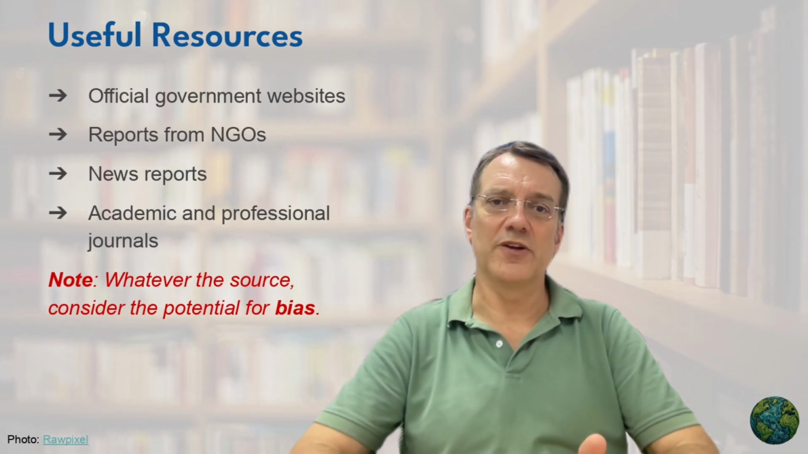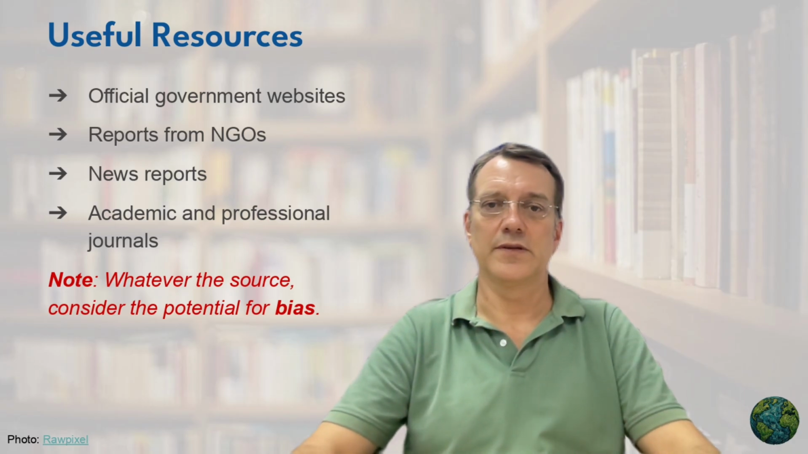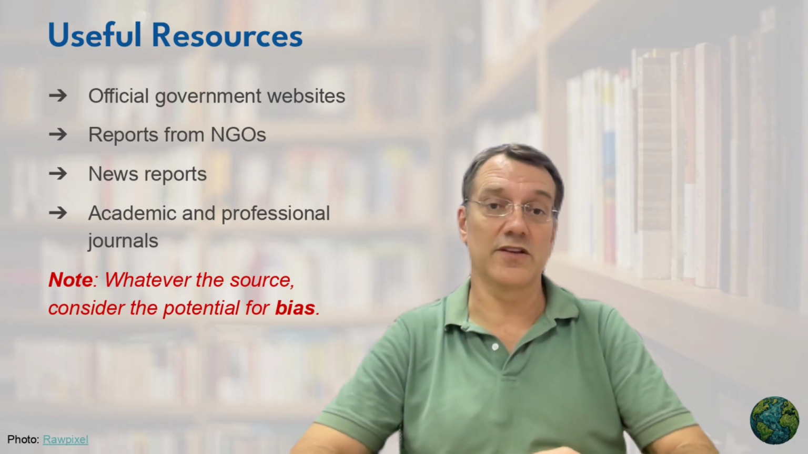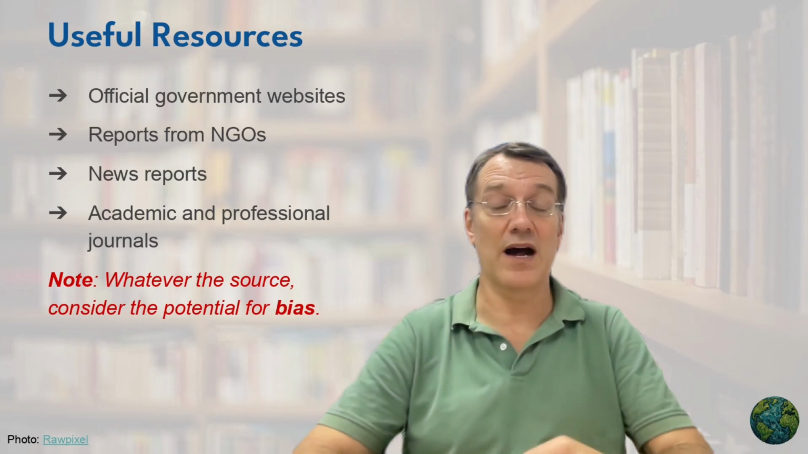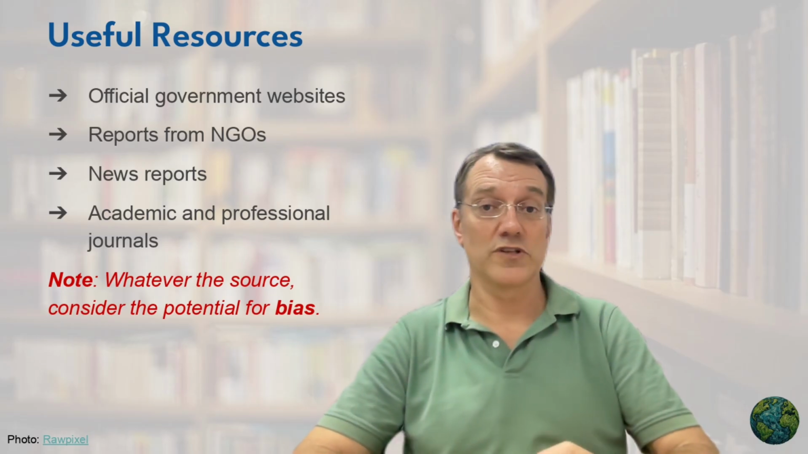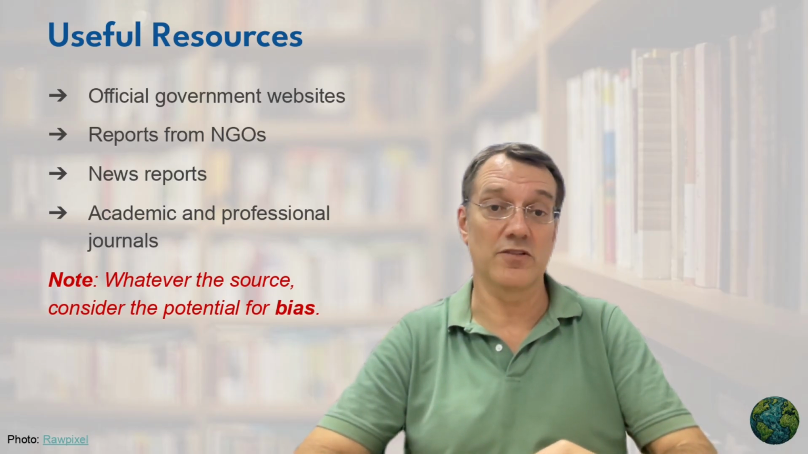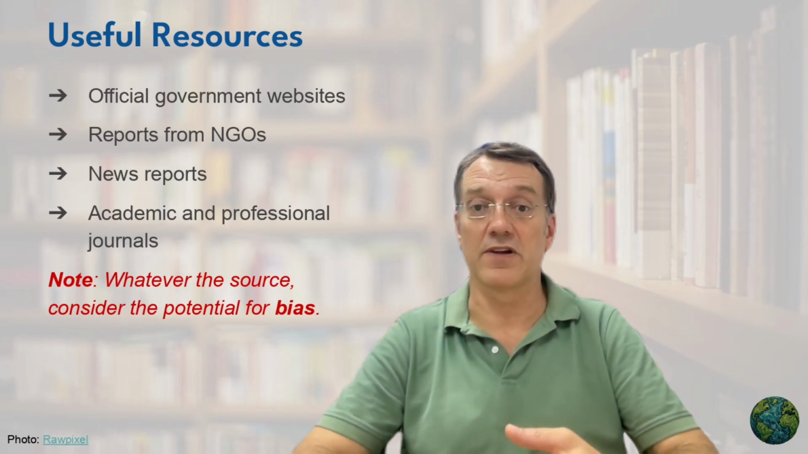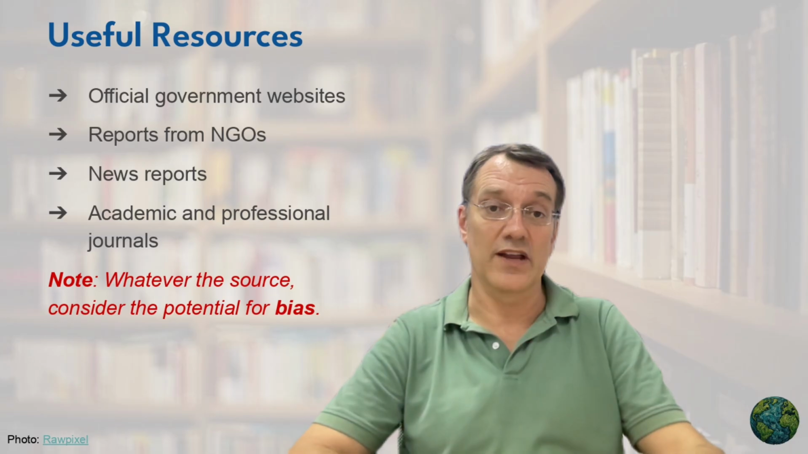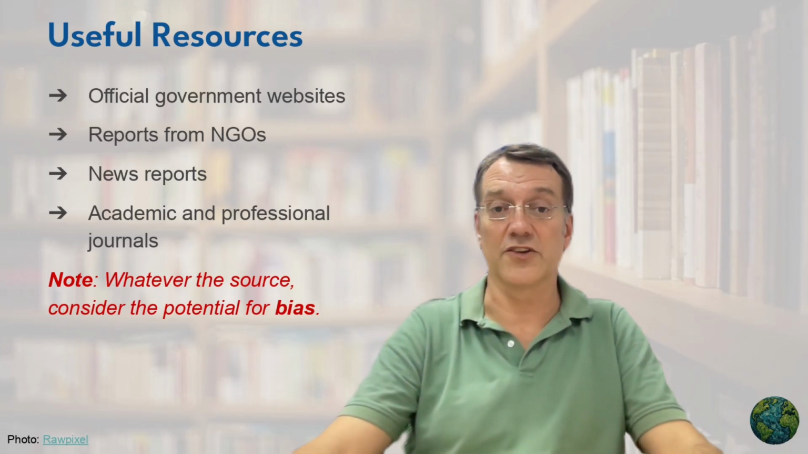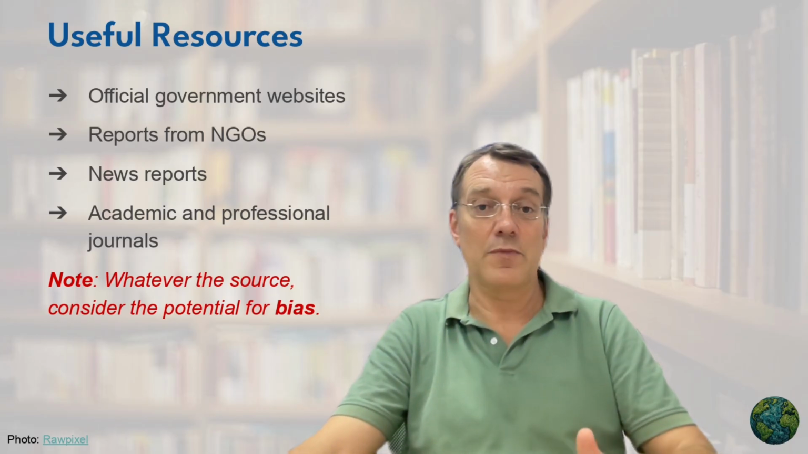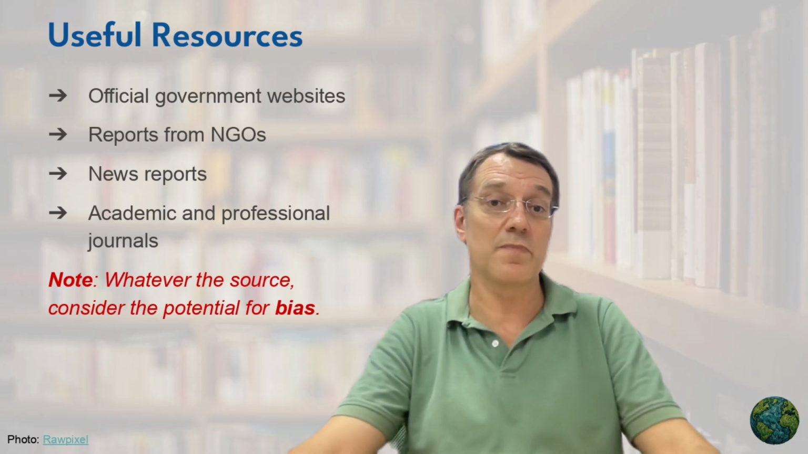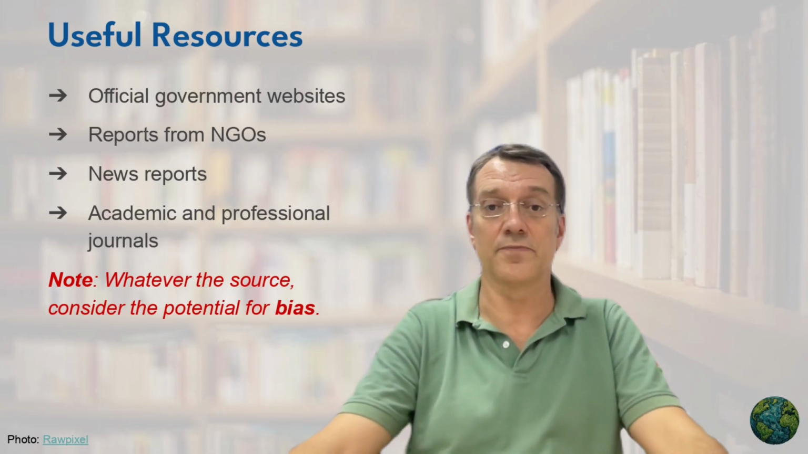Where do you find information about strategies and the tensions that surround them? Official government websites are excellent sources because they provide details about policies and regulations. Reports from NGOs like Greenpeace or the World Wildlife Fund can give you information about conservation efforts and environmental campaigns. News reports can help you understand current debates and conflicts around environmental issues. And academic and professional journals can provide research-based analysis of environmental strategies.